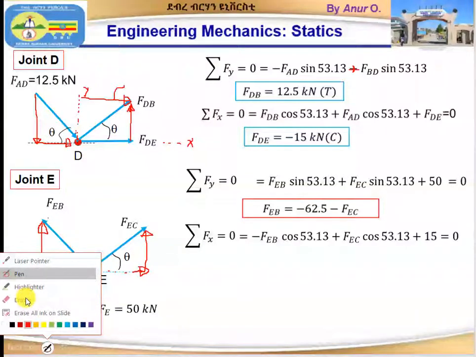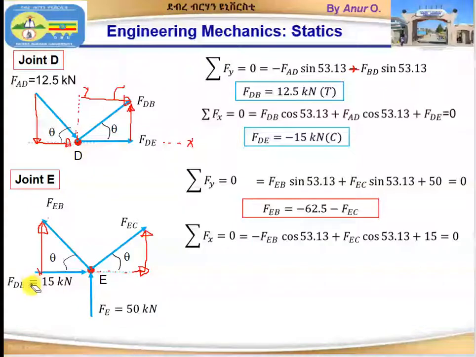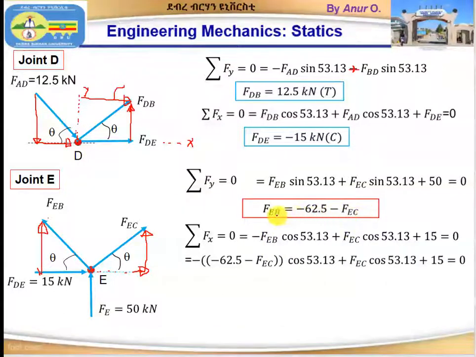Here you can see this force, FDE. It is acting on the joint, so its direction is the positive x direction, so we add plus 15 kN, equal to 0. Therefore, in place of FEB we substitute minus 62.5 minus FEC. So minus the bracket of minus 62.5 minus FEC, cos 53.13, plus FEC cos 53.13, plus 15 is equal to 0. The only unknown here is FEC.